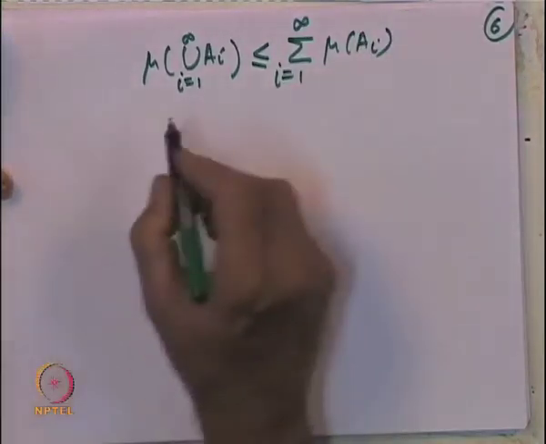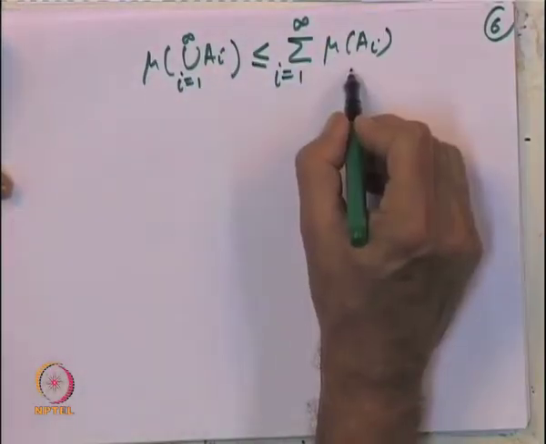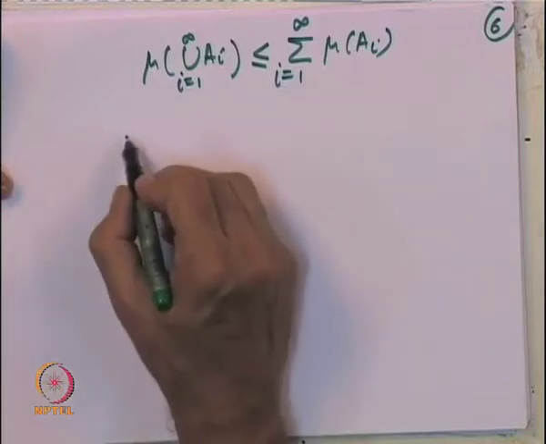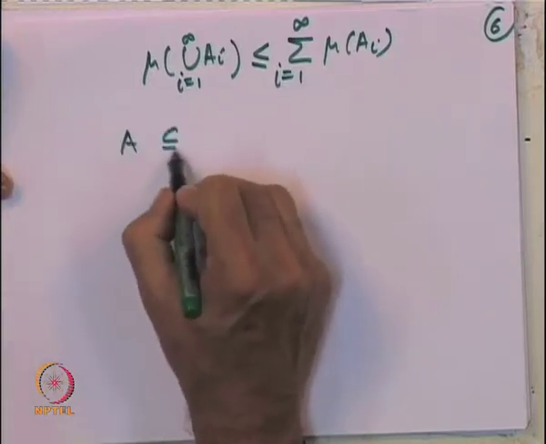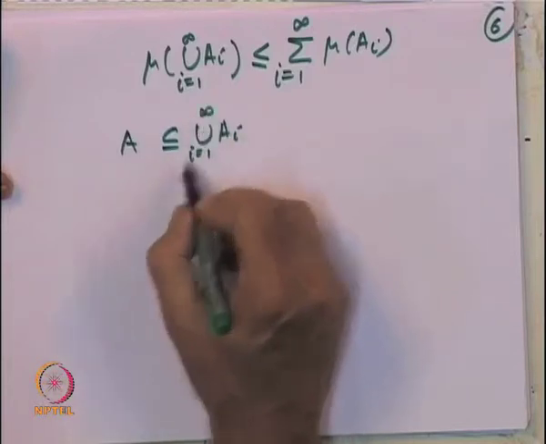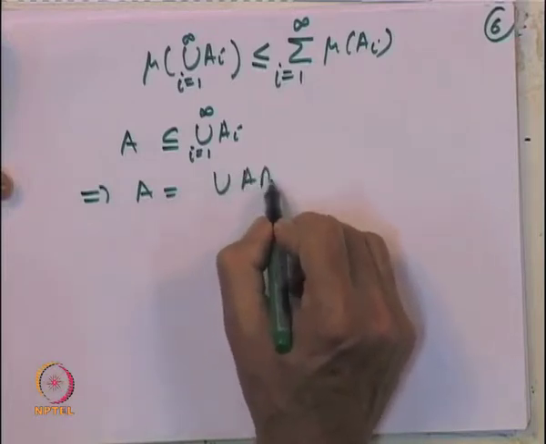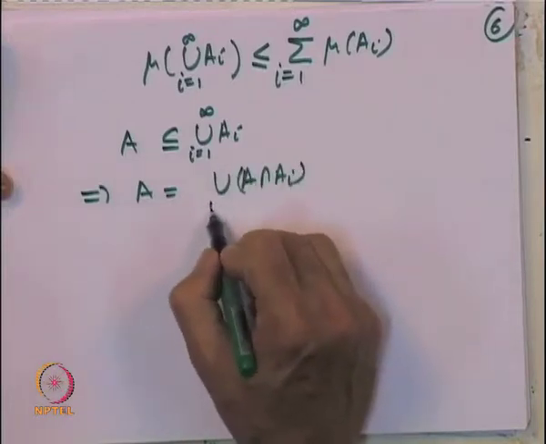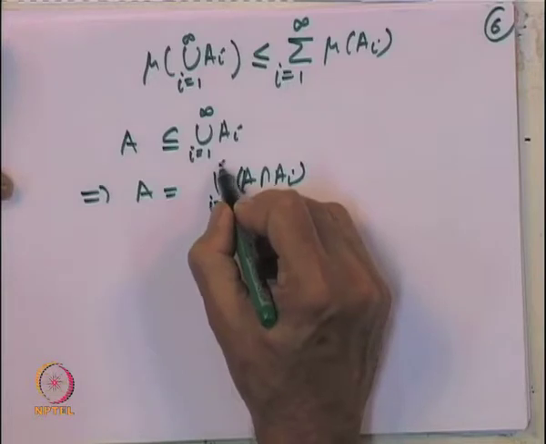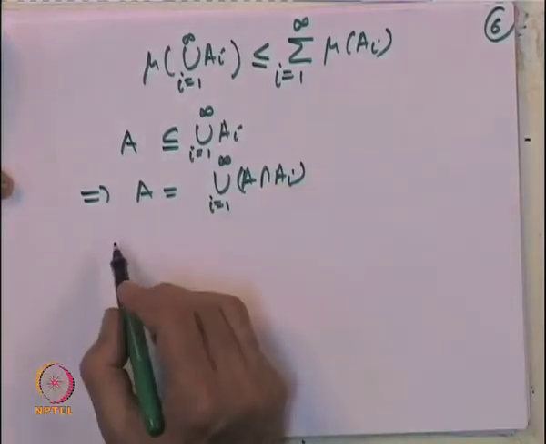And now, we just want to conclude that in fact, mu of A is less than or equal to this quantity. So, now let us observe A is a subset of the union of A_i. So, this implies I can write A is equal to the union of A intersection A_i, i equal to 1 to infinity. I can just intersect and then this is an equality.